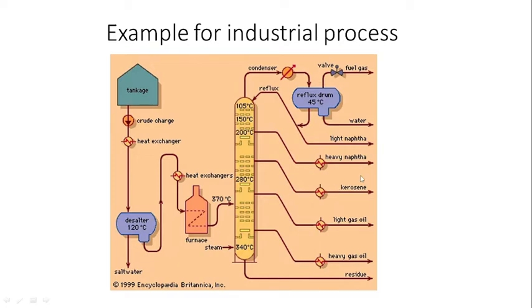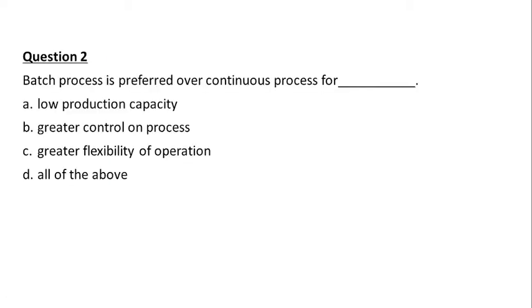So here kerosene is recovered and it is known as an industrial process. So first question is over, then we can move to next question. Question number 2. Batch process is preferred over continuous process because... can someone tell the answer of this?